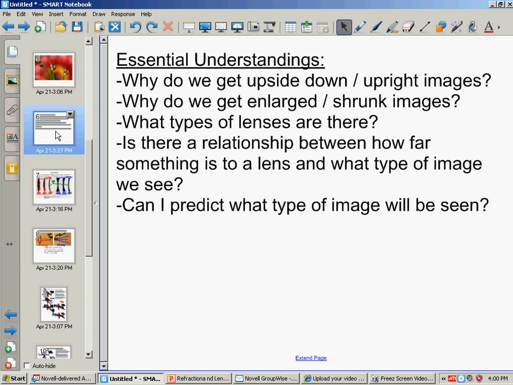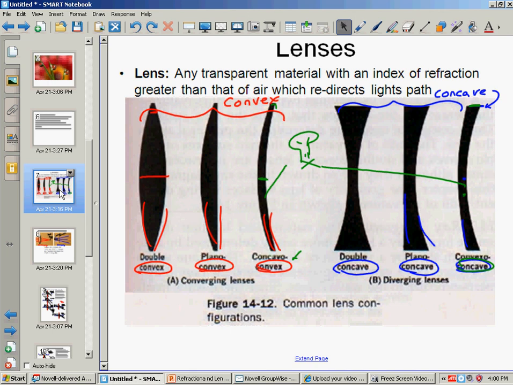Is there a relationship between? Yep. What types of lenses are there? As far as I know, there are 6 types of lenses, convex and concave, and there are 3 subsets of each of those: double, plano, and concavo-convex, convexo-concave.